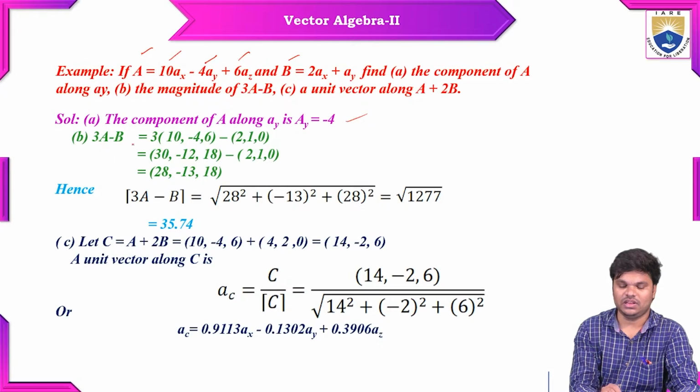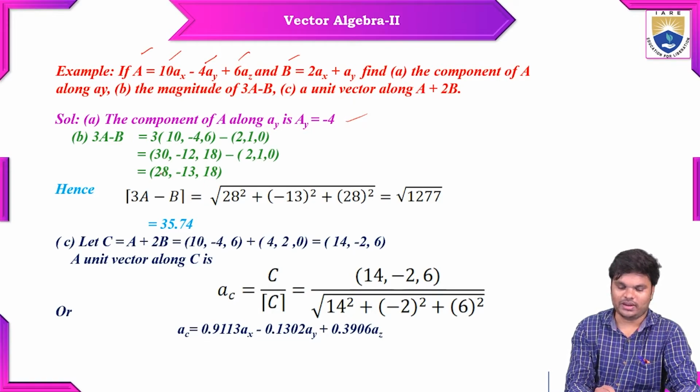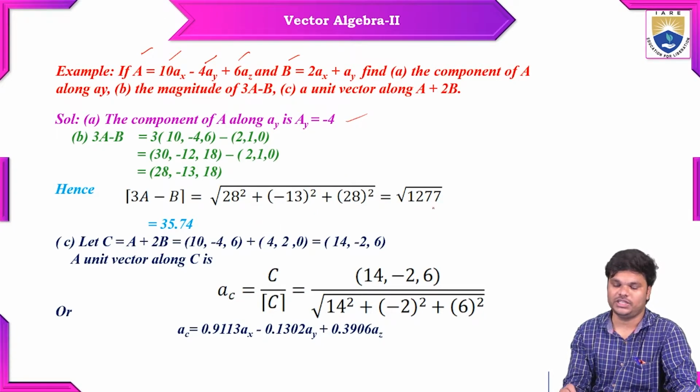3A minus B: 3 into (10, -4, 6). These are the components of vector A along X, Y and Z respectively, and these are the components of B along AX, AY and AZ respectively. From this we can find that 3A minus B is nothing but (28, -13, 18). If you just take the magnitude, you have to square these values and sum them, then take the square root. So the magnitude of 3A minus B is root of 1277.